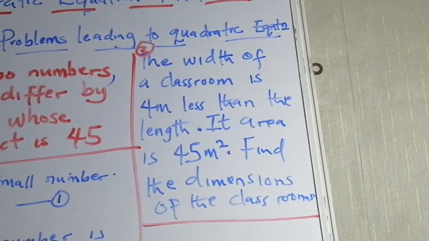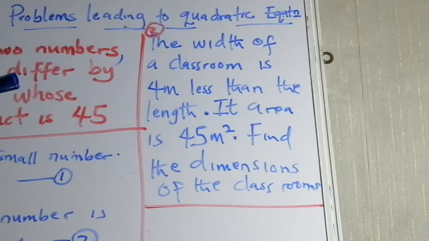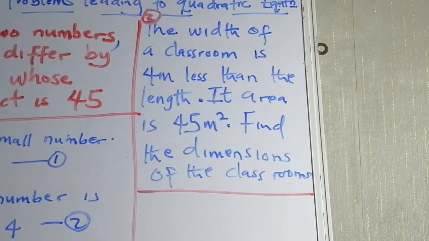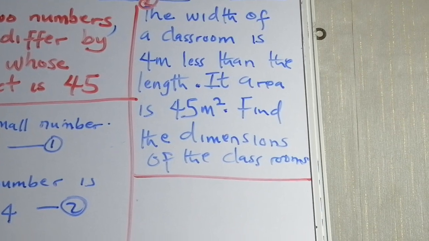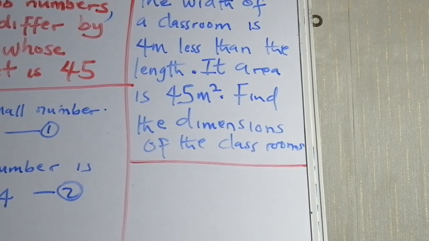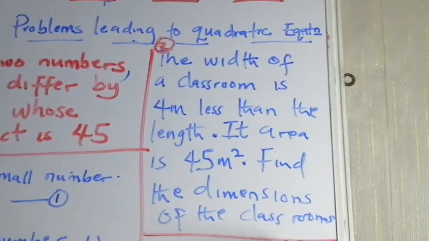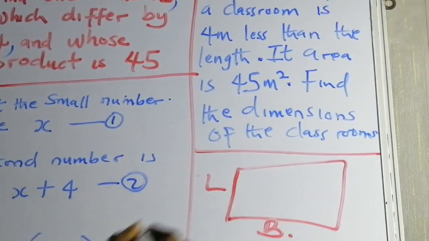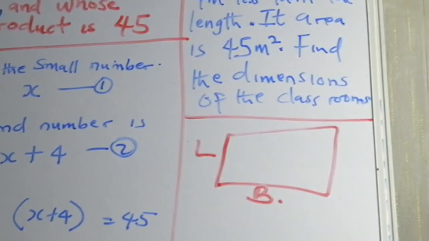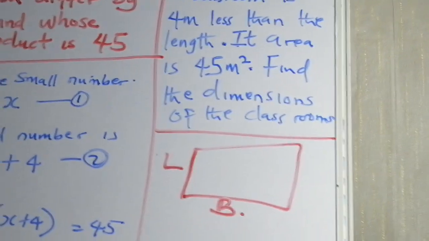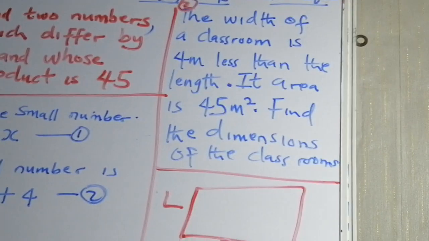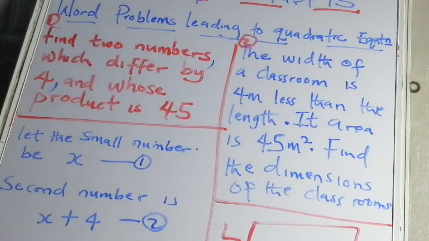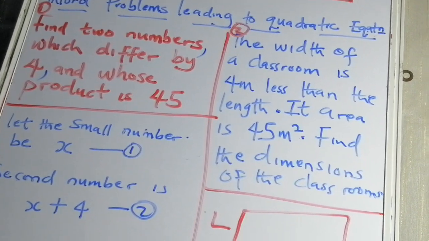Then we have number 2 here. Look at what they said here. The width of a classroom is 4 meters less than the length. They're dealing with two things here, the width and the length. It means they're talking about the area of a rectangle. This is the length, this is the width, which is the same thing as the breadth. In the shapes topic in mathematics, we'll be able to explain further on that.